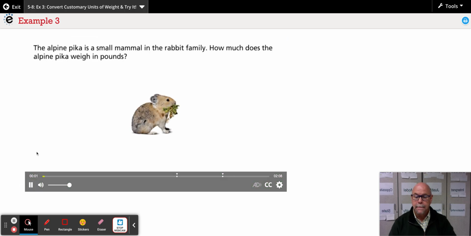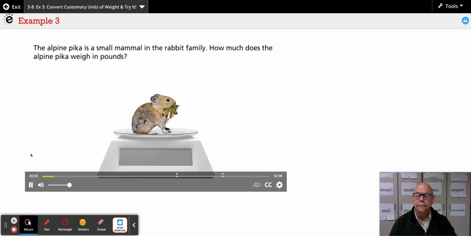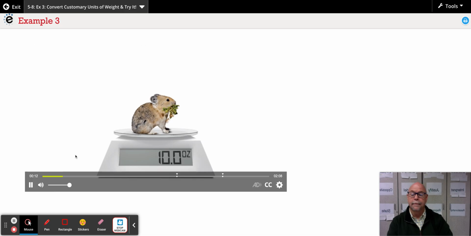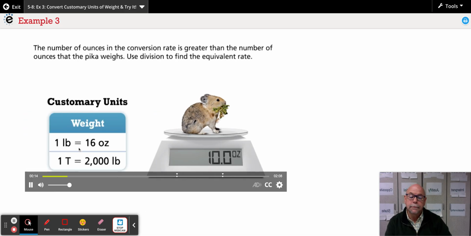The alpine pika is a small mammal in the rabbit family. How much does the alpine pika weigh in pounds? The scale shows that the pika weighs 10 ounces. The number of ounces in the conversion rate is greater than the number of ounces that the pika weighs. We'll use division to find the equivalent rate.